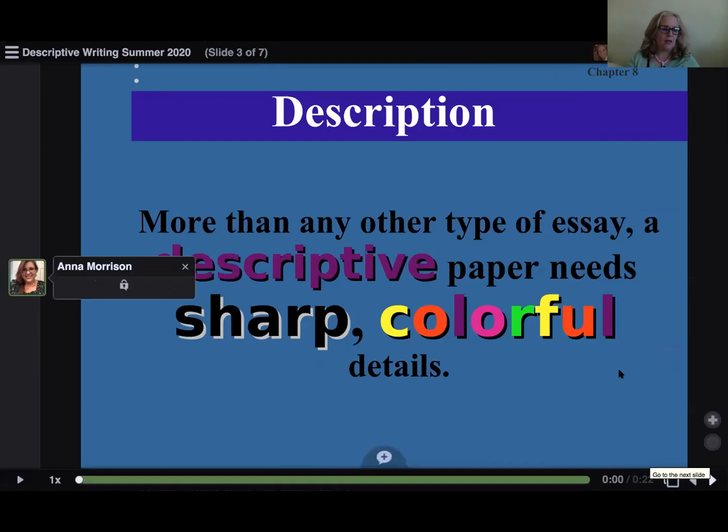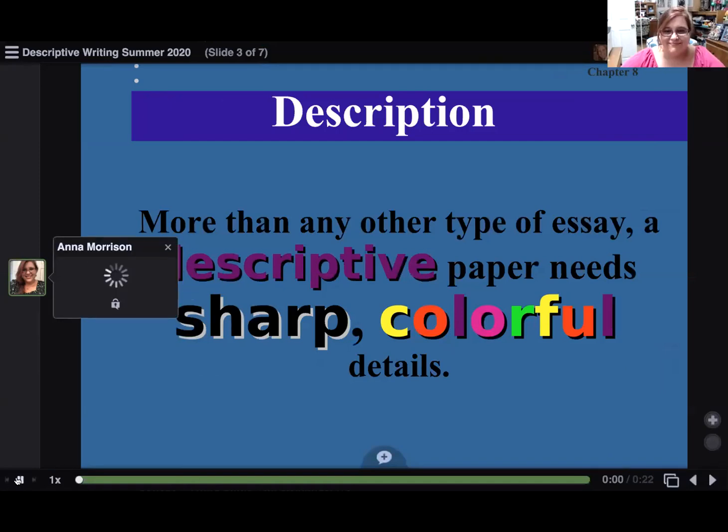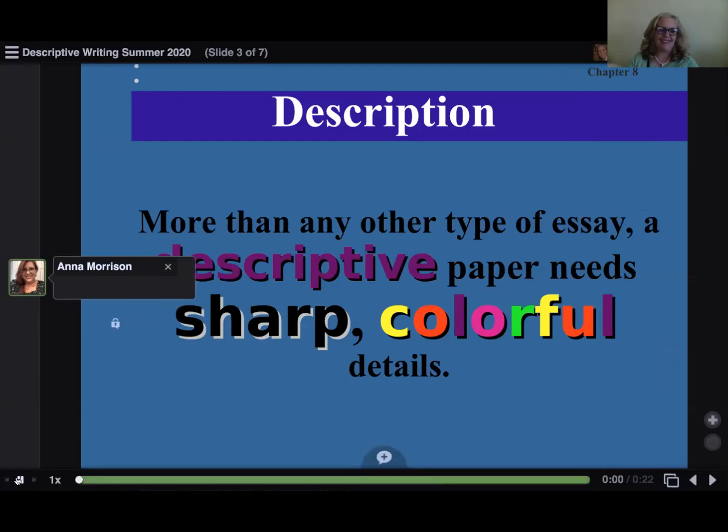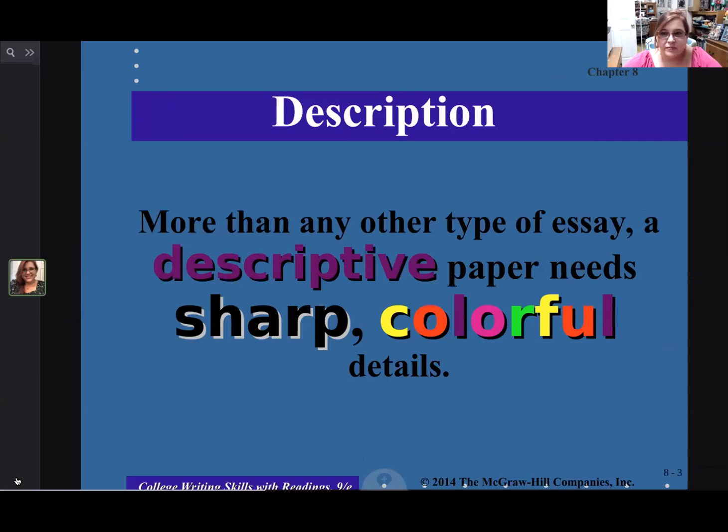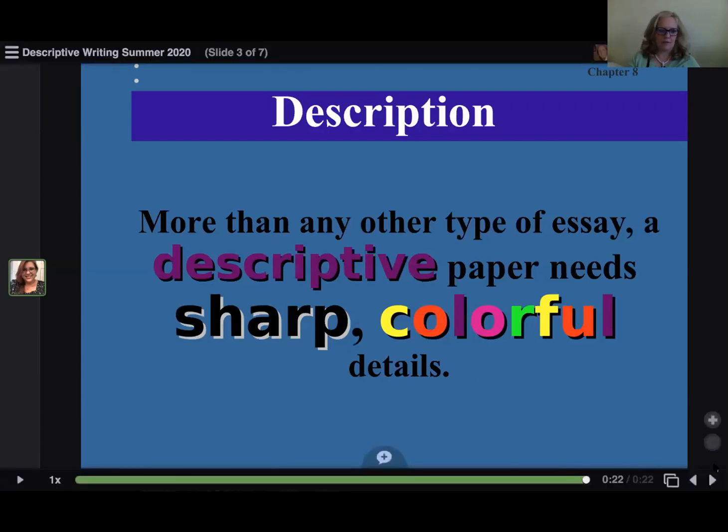All right. Ooh, look how colorful. Love that. When we're writing descriptive and narrative essays, this is when it is the very most important to include sharp, colorful details. Narratives include description. Description could be its own assignment, but narrative always includes description. Fantastic.